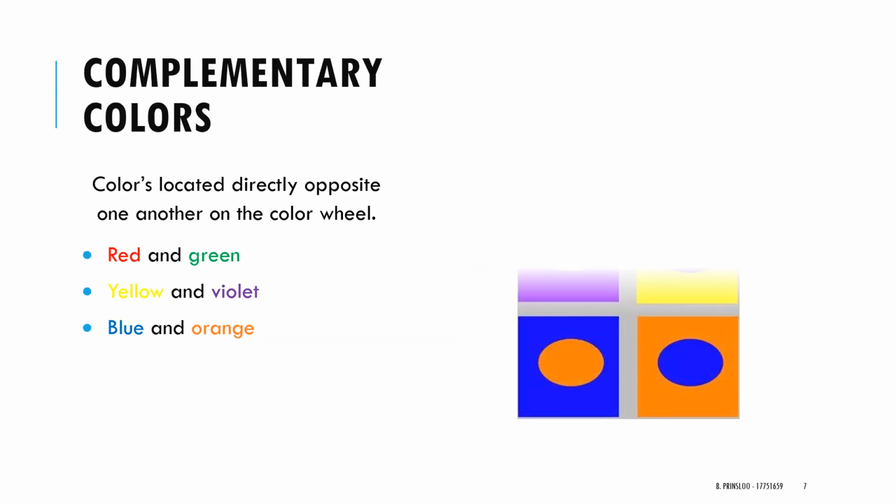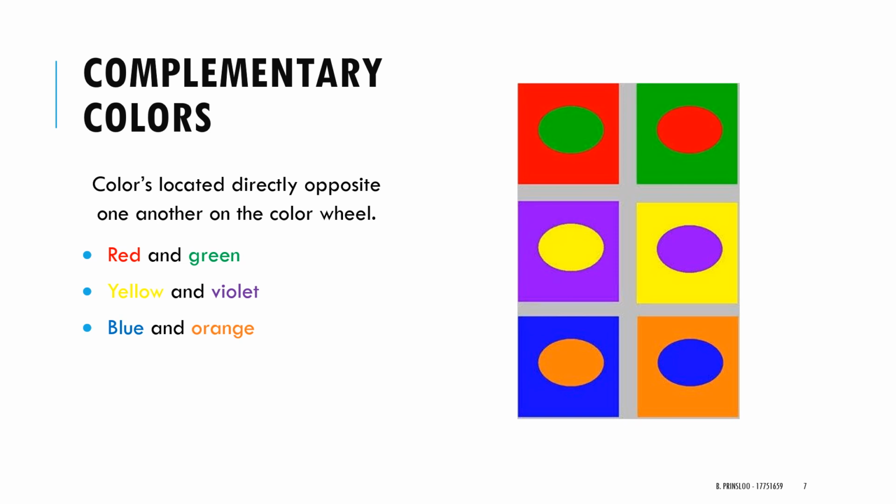Complementary colors. Colors located directly opposite one another on the color wheel. Today we are using the primary colors and the secondary colors. You know now that the primary colors are red, yellow, and blue, and the secondary colors are green, violet, and orange. Now, when you put them next to each other or on top of each other, you will see that they complement each other very well. Red and green are complementary colors, yellow and violet are complementary colors, and blue and orange are complementary colors.